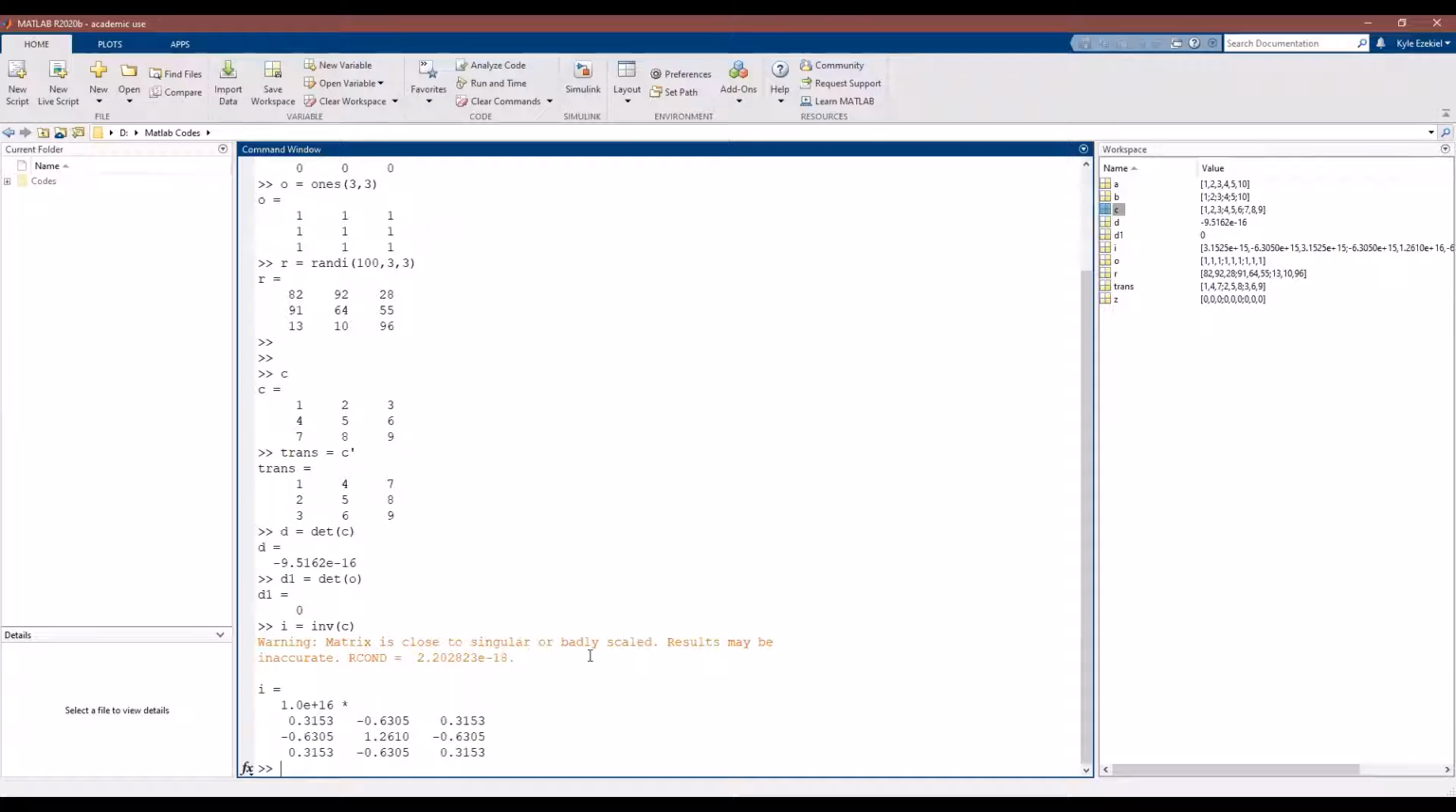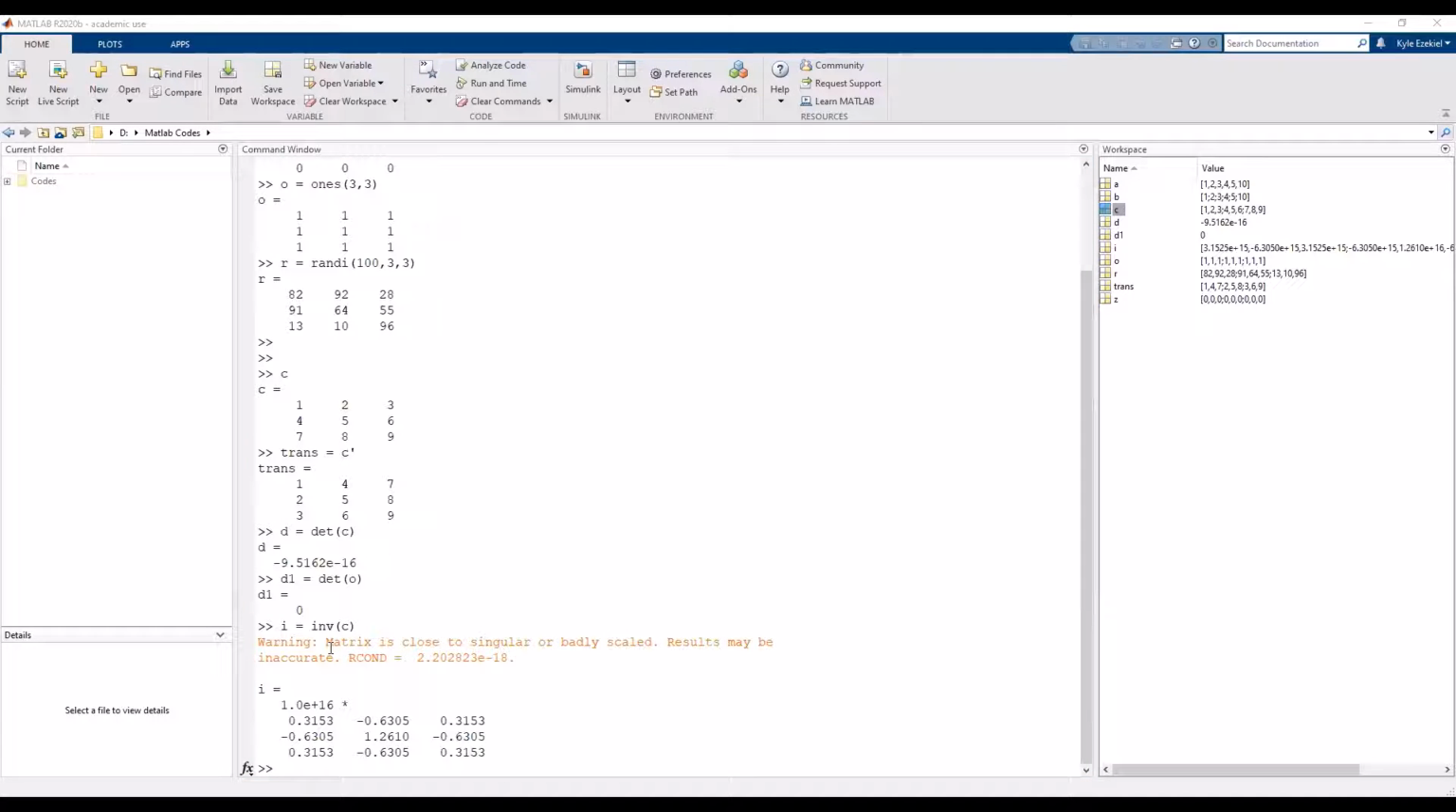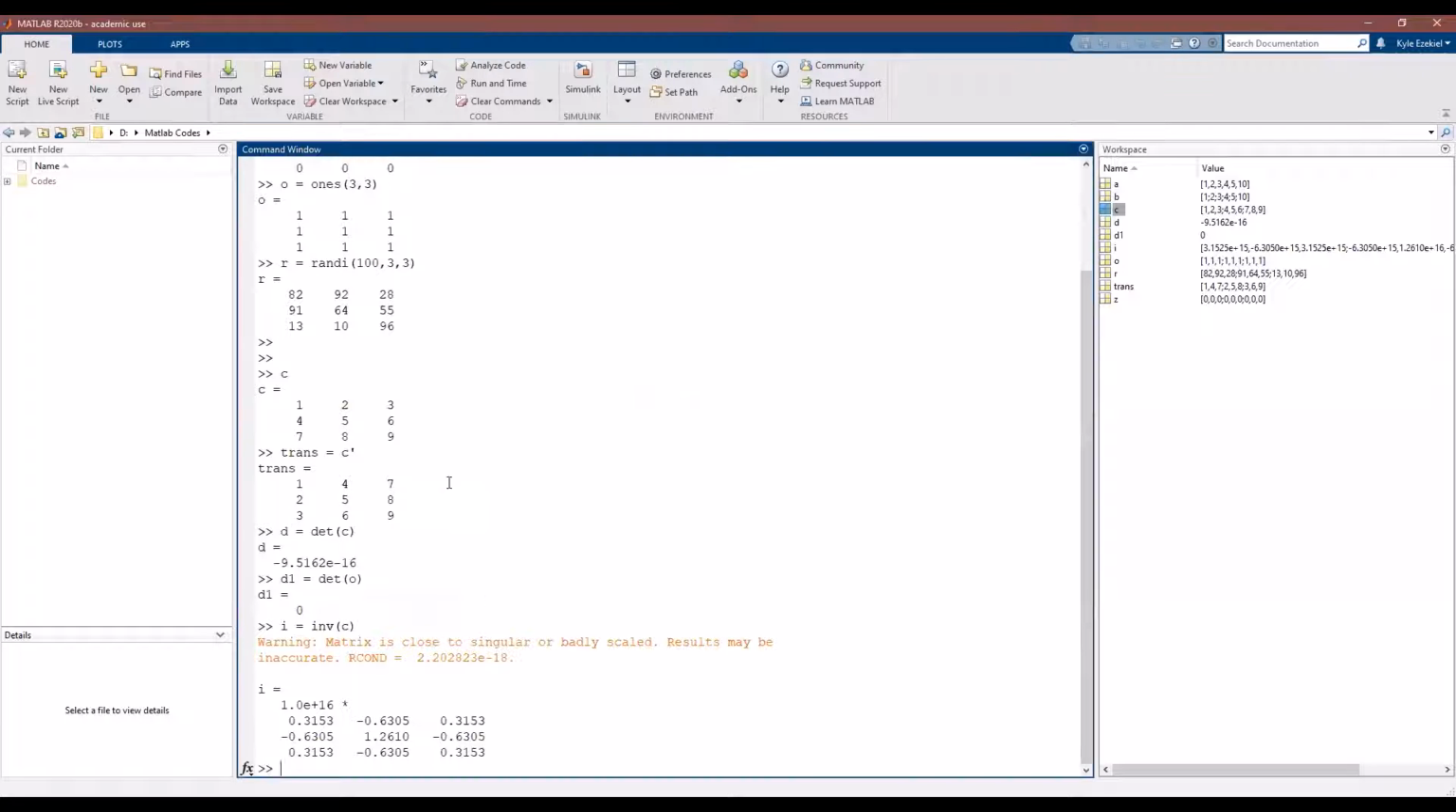Okay. So what do you mean by this matrix is close to singular? If you are studying linear algebra, when trying to solve a system of linear equations, if its coefficient matrix is singular, then it could lead to incorrect answers. Well, I understand that because our numbers are pretty bad, to be honest.